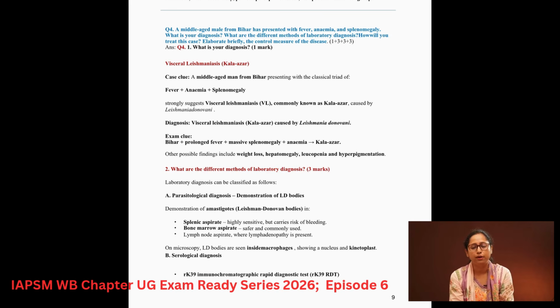Now, what are the different methods of laboratory diagnosis here? Laboratory diagnosis can be classified in broad headings like parasitological diagnosis, serological diagnosis and molecular method. 3 points and 3 marks. So, under parasitological diagnosis, we need to demonstrate the LD bodies or Leishman-Donovan bodies, right. What would be the specimen?